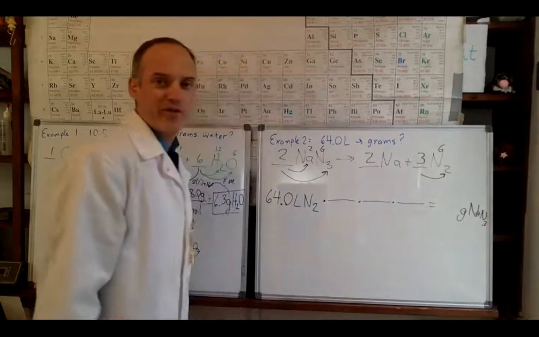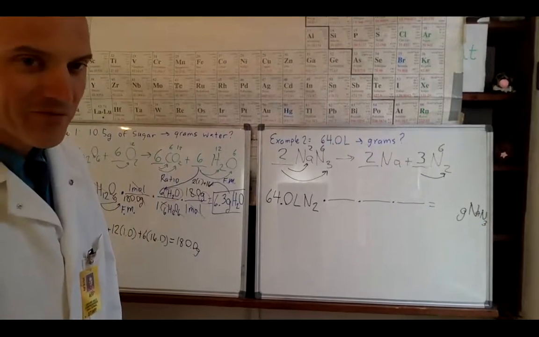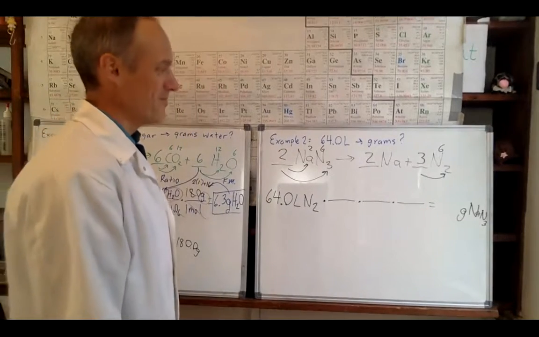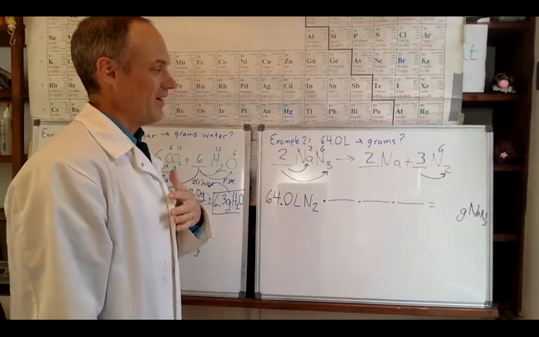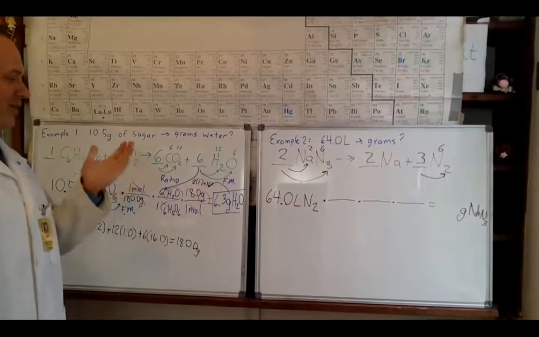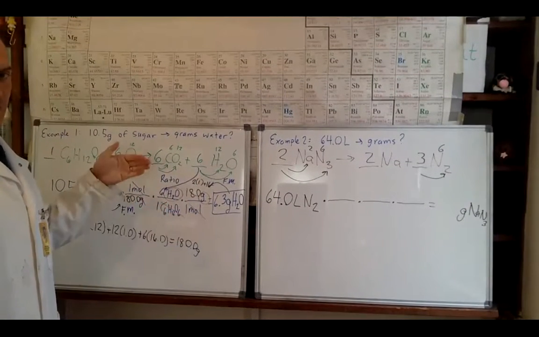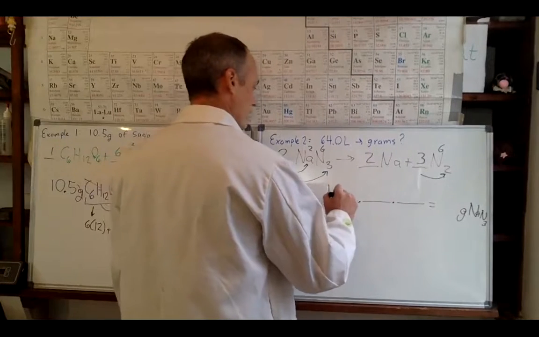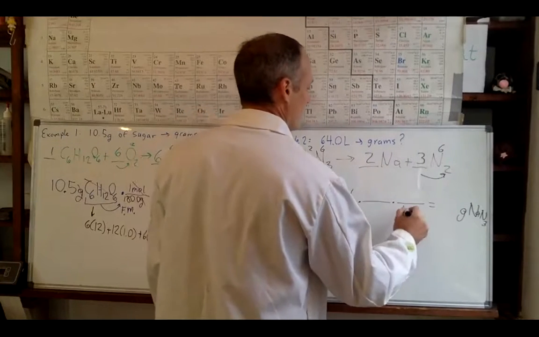All right, NaN3. Hopefully you can see that. It's NaN3. I kind of ran out of room there. So again, same framework as last time. 1 mole on top of the first step, 1 mole on the bottom of the last step. We have ratio in the middle. So let's go ahead and set that up. 1 mole, 1 mole.